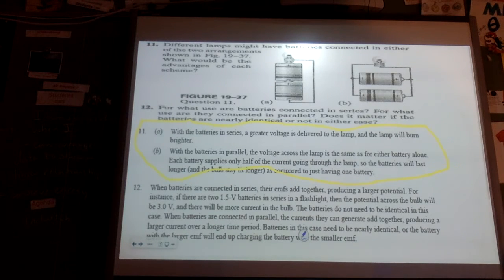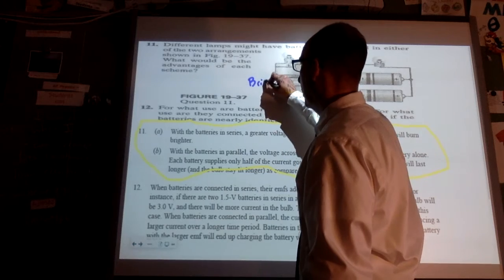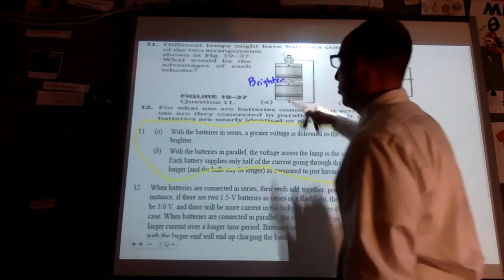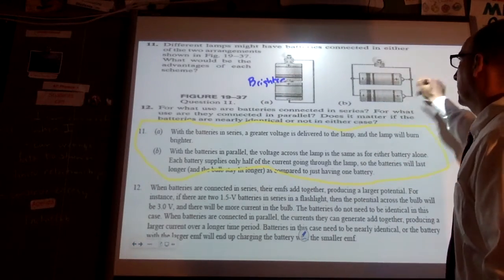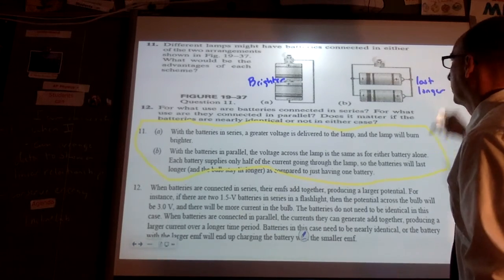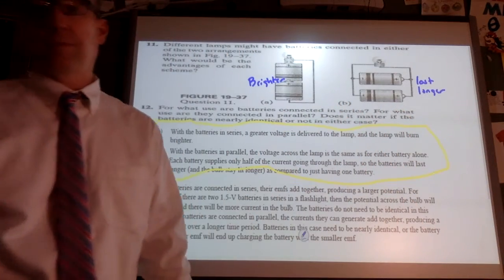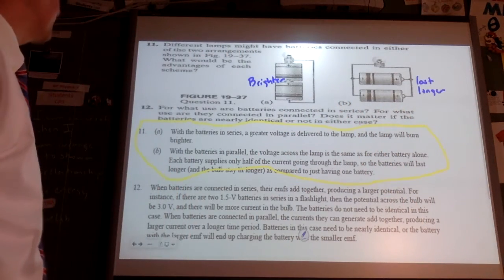Different lamps might have batteries connected in either of the two arrangements. What would be the advantage to each scheme? This would make it brighter because you have more potential, more push. This would last longer. So it might be dimmer, but it might last longer.